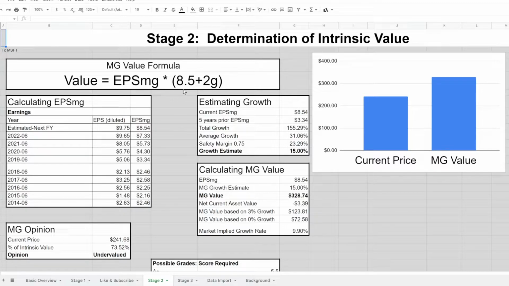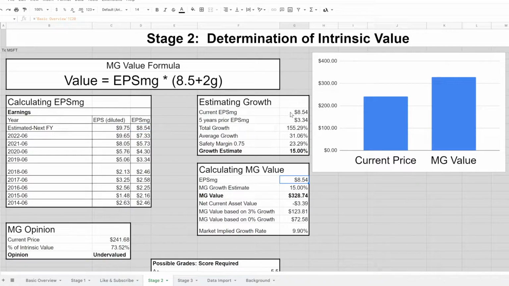earnings per share times 8.5 plus 2 times the growth rate. I use, again, my weighted average earnings to get that, and that's why I call it the modern Graham value formula. But we have 2 variables to look at here. We have earnings per share, so we calculate that using the 5 years here. We get 8.54 and plug that in down here.